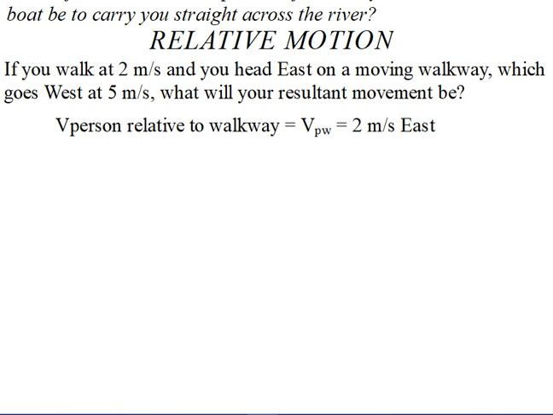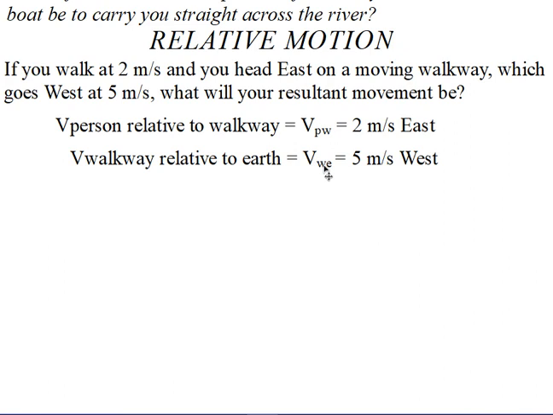Okay, and then we have the walkway going to the west at 5. And so I say the velocity of the walkway relative to the earth is 5 to the west. And then, as in all problem solving, the most important piece of information you can take from the problem statement is where you're trying to go with it. What will your result be? What do they mean by that? And I take that to mean, what will be the velocity of the person relative to the earth. There's the problem solving: taking this ambiguity and giving meaning to it.